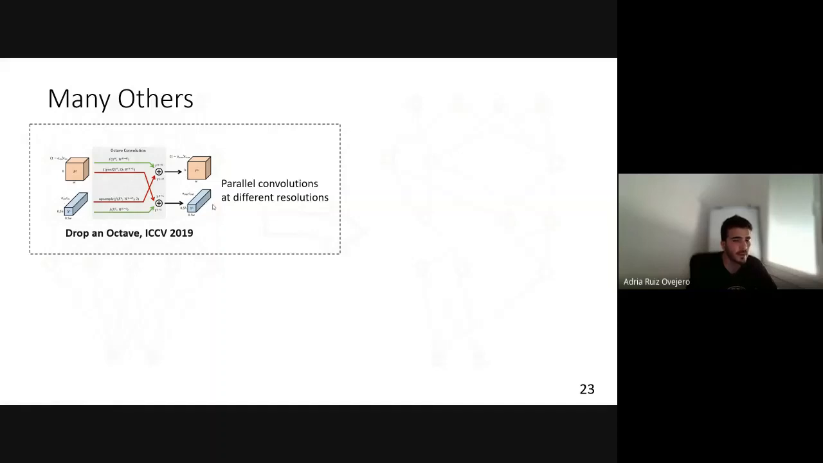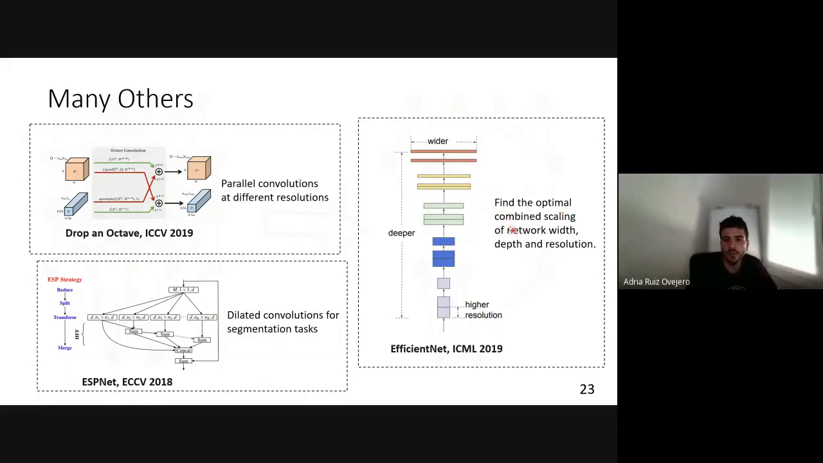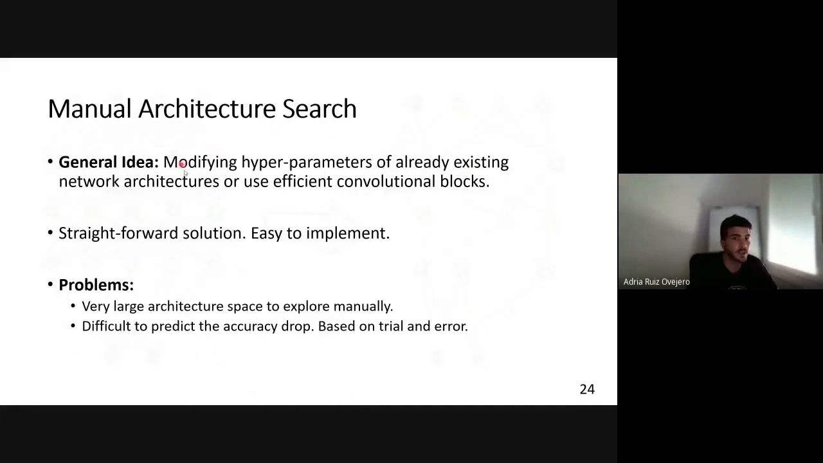So that is manual architectural engineering, but there are other approaches that have used this kind of framework. For example, people have tried to use parallel convolutions at different resolutions, which require less computational power because you have less input at lower resolution. You also have people working on efficient convolutional blocks for specific problems like semantic segmentation, where dilated convolutions are quite efficient. And others have tried to find the optimal combination of network width, depth, and resolution that gives you the highest accuracy and at the same time the most efficient network architecture. So the general idea of manual architecture search is that we can modify hyperparameters of already existing network architectures, or design efficient convolutional blocks.